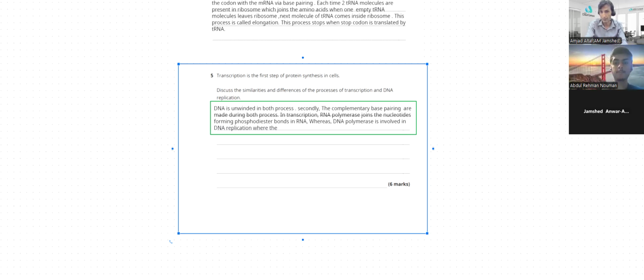One more prominent difference is that transcription is important for protein synthesis, right? And what about replication? What's the main purpose of replication? Yes, for cell division. This is what you can add here. So this is how we can differentiate the transcription and replication processes, right?